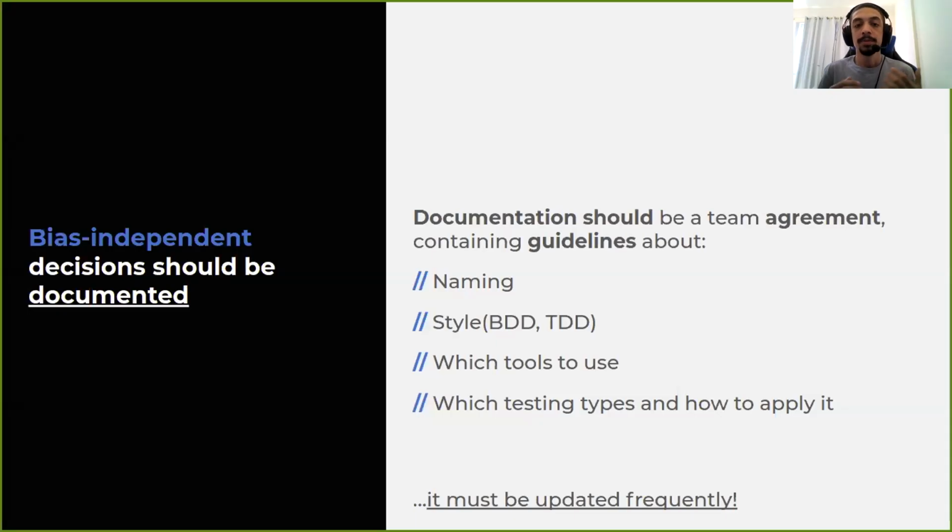So after you have decided to create your tests, and you have decided with your team without biased influence, then you need to have a single source of truth, and that is your documentation. It needs to be a guideline where you have suggestions or orientation about naming styles, which tools are going to be used, which testing types, and how these testing types are going to be applied. That's important, because the whole team can have the same style if they are working in the same code base, and it will be easier to collaborate.